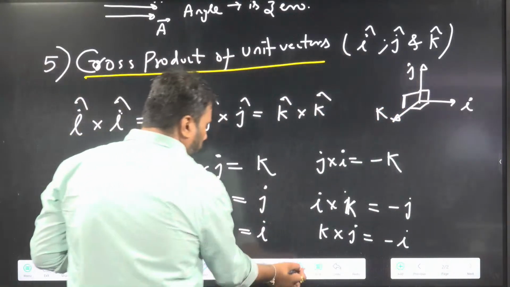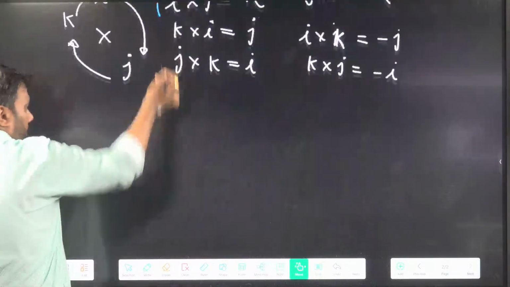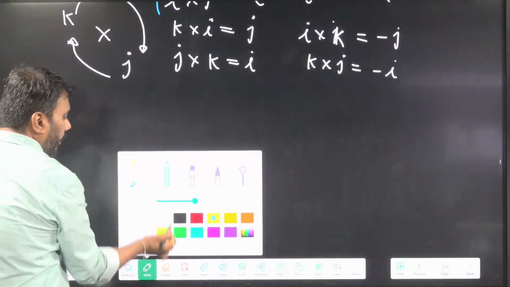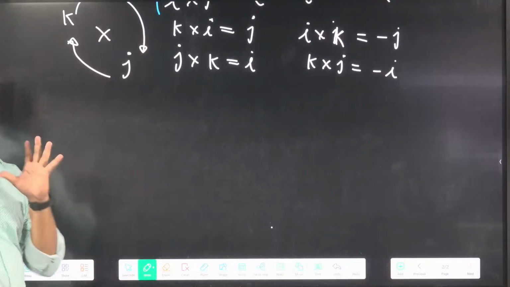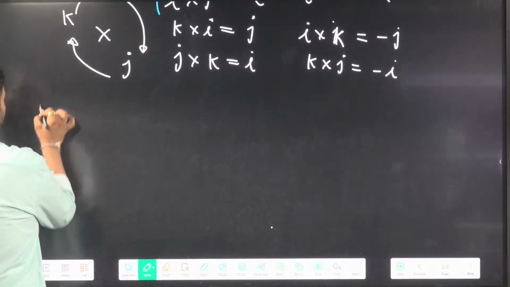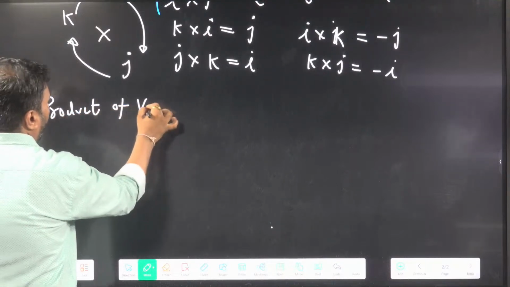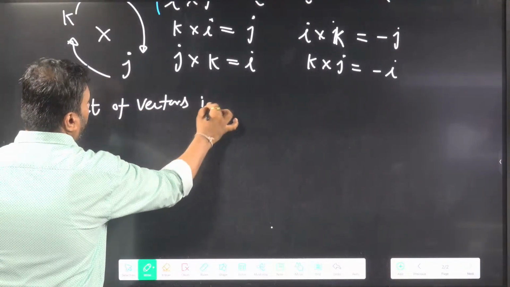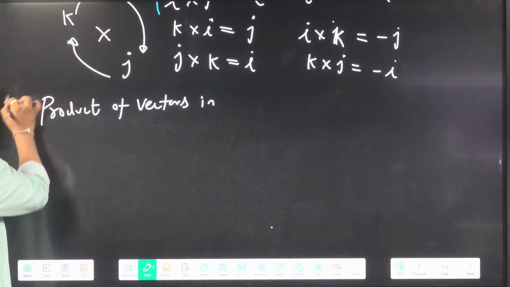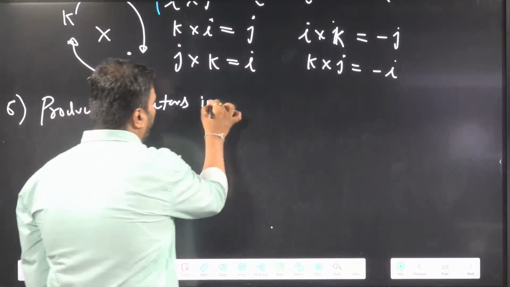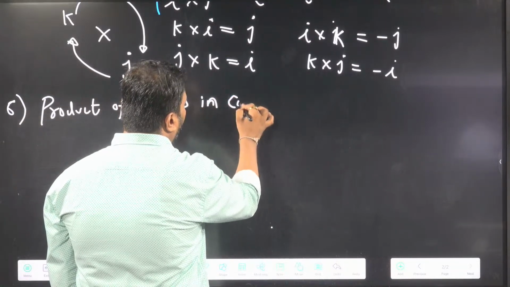Okay. So if we know the cross product of unit vectors, now we can find the product of vectors in component format. This is the fifth or sixth property, whatever the number you should write. Product of vectors in component format.